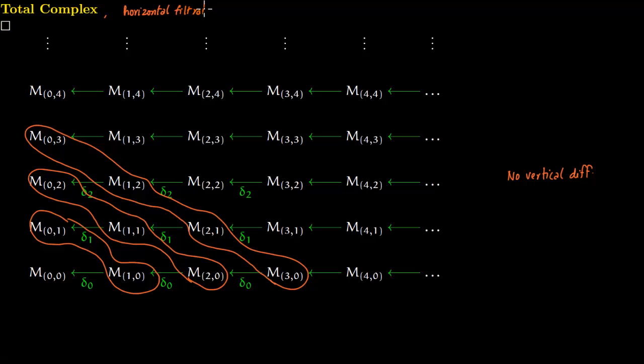So both horizontal and vertical filtration help us isolate the complex into its individual pieces, either made up from horizontal rows or vertical columns.